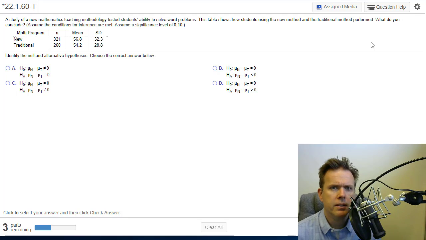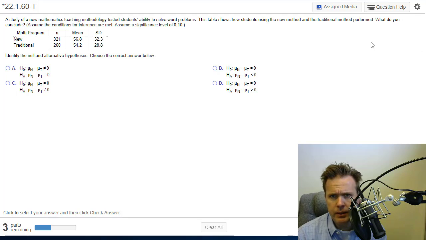Okay, for this one it reads, a study of new mathematics teaching methodology tested students' ability to solve word problems. Our favorites, right? This sample shows how students using the new method and the traditional method performed. What do you conclude? So assume conditions for inference are met. And this time they said assume a significance level of 0.10. That's our alpha. That's what we're going to be comparing our p-value to, right?